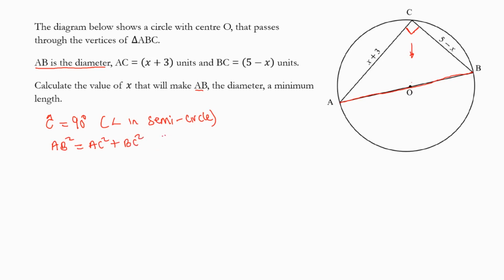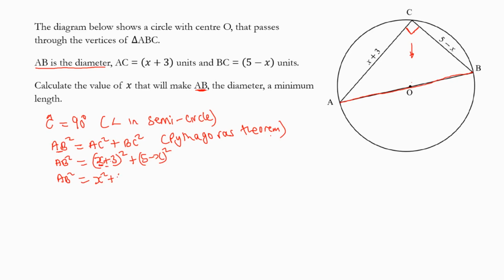Why are we saying that? Because of the Pythagoras theorem. AB squared is equal to AC, which is x plus 3, squared, plus BC, which is 5 minus x, squared. And then we say this is x plus 3 squared. So we square the x, which is x squared. And we take this sign here, which is plus, and then say 2 times x times 3, which is 6x. And then we square the last term, and then we get positive 9. Okay, we have expanded this part. And then we come here.